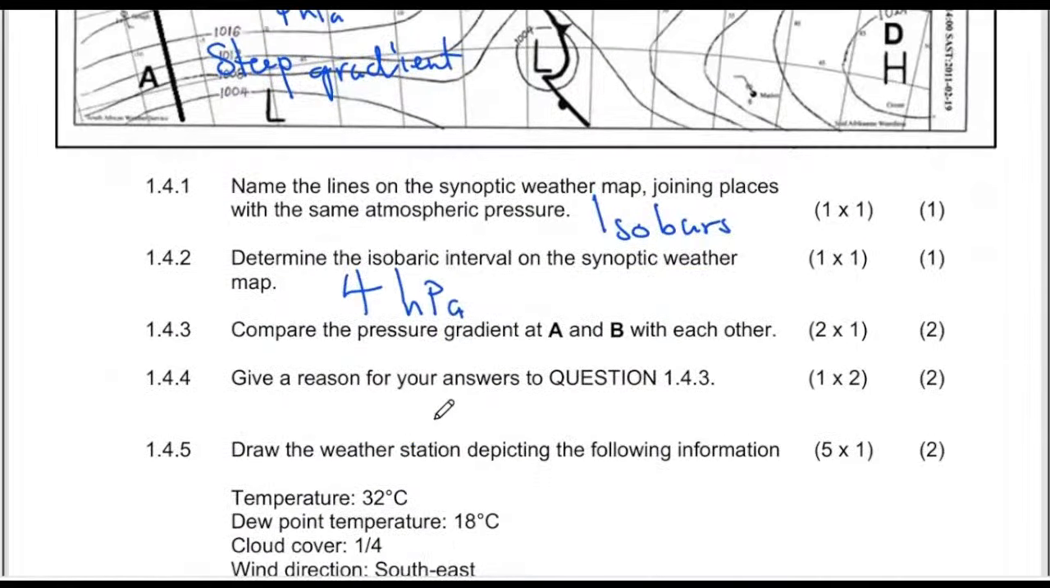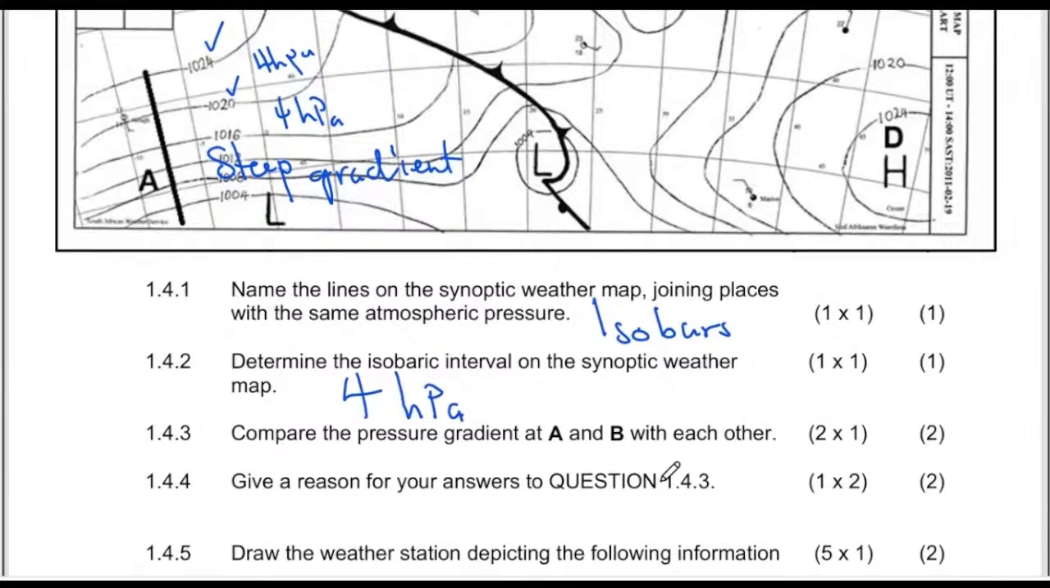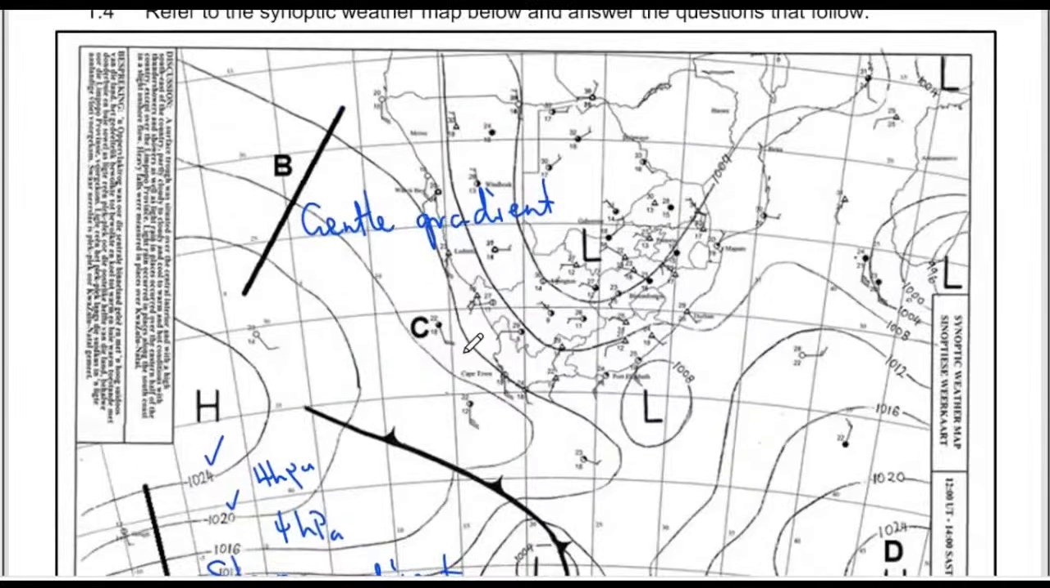Right, give a reason for your answers. Why are we saying it's steep and why are we saying it's a general gradient? For a steep gradient, isobars are close to each other. Here you can see that the isobars are close to each other along line A. But if you check here, why are we saying it's general? Isobars are far apart.